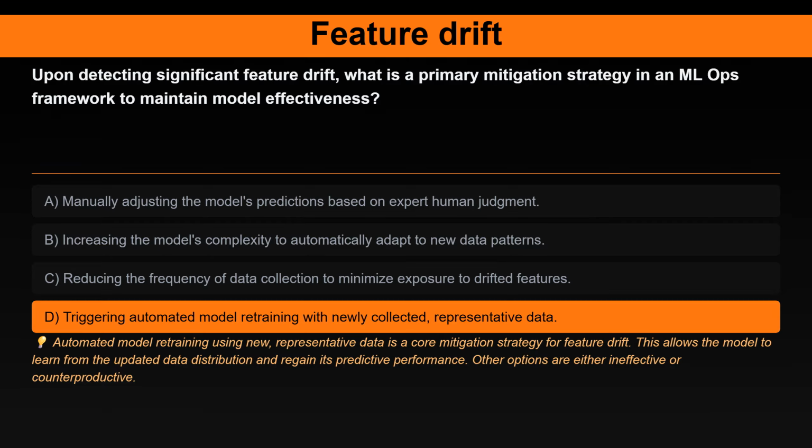The correct answer is triggering automated model retraining with newly collected, representative data. Here's the explanation. Automated model retraining using new, representative data is a core mitigation strategy for feature drift. This allows the model to learn from the updated data distribution and regain its predictive performance. Other options are either ineffective or counterproductive.